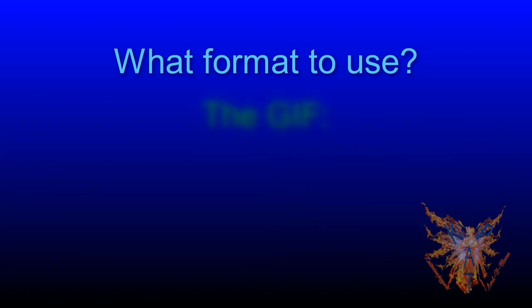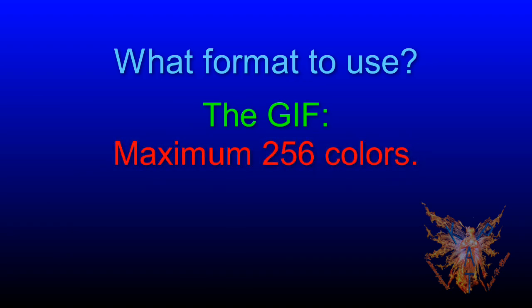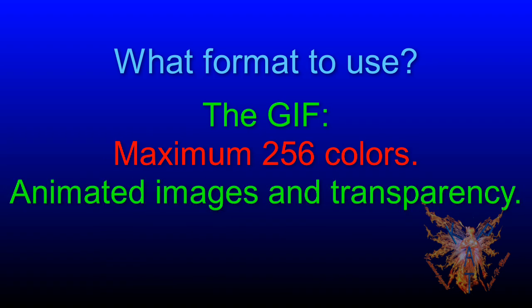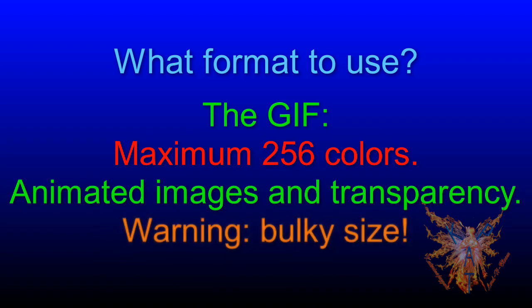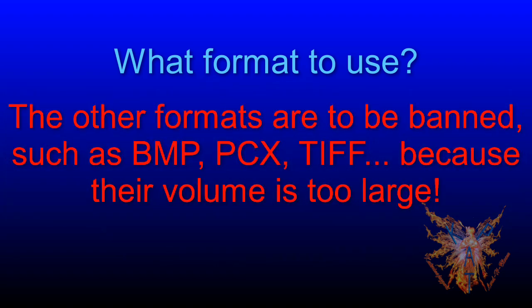Finally, in third, the GIF format. It has a big disadvantage. It is only in 256 colors, but it has the advantage of being able to have animated images. Also use it sparingly, as it is also very bulky. Do not use formats like BMP, which are almost uncompressed, and which for the same image will give you a volume of 10 to 100 times higher.